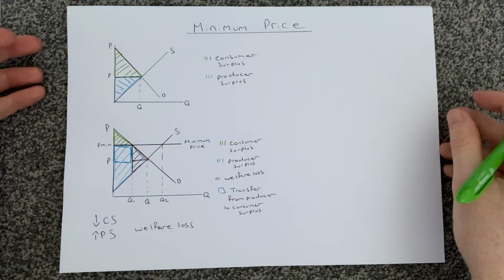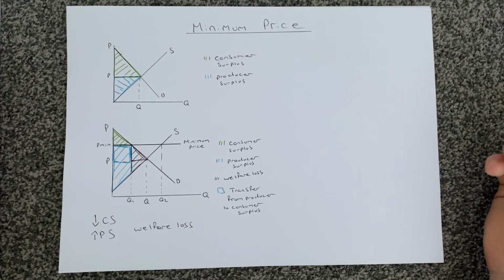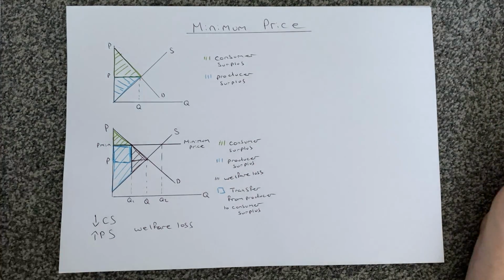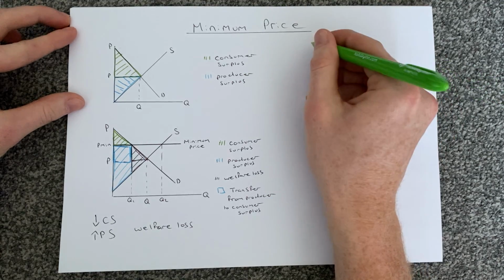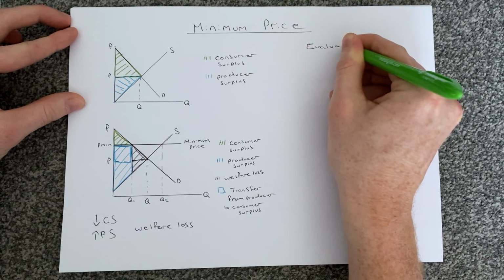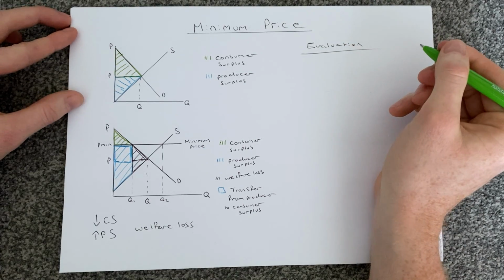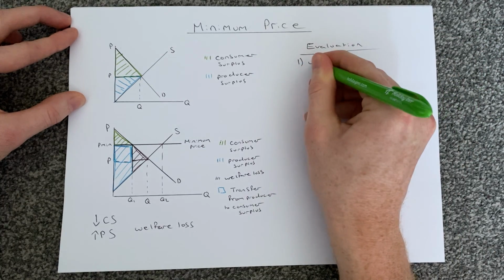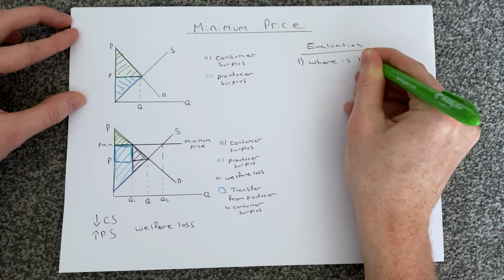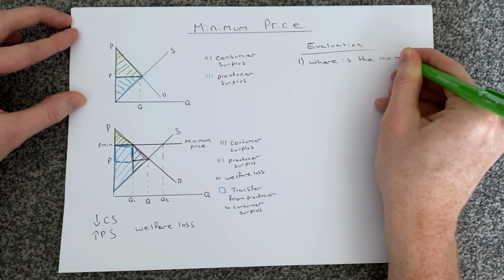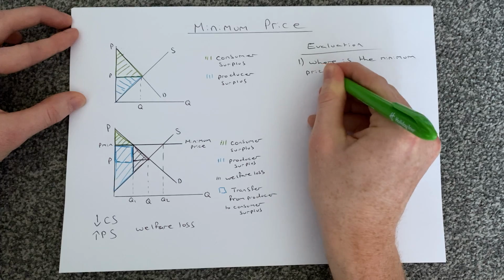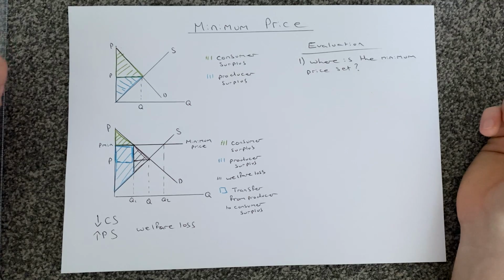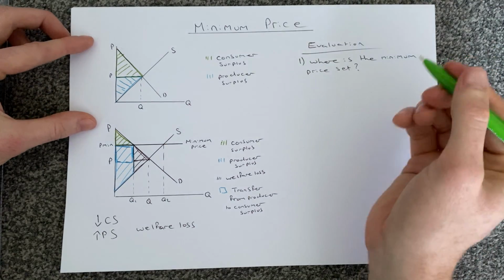Now, it's really important that we consider to what extent these changes will occur, and whether it differs depending on the scenario. So we're going to evaluate the impact of a minimum price on producer and consumer surplus now. The first point to consider is where the minimum price is set. In order to elaborate on this evaluative point, we're going to use some diagrams to help us out.